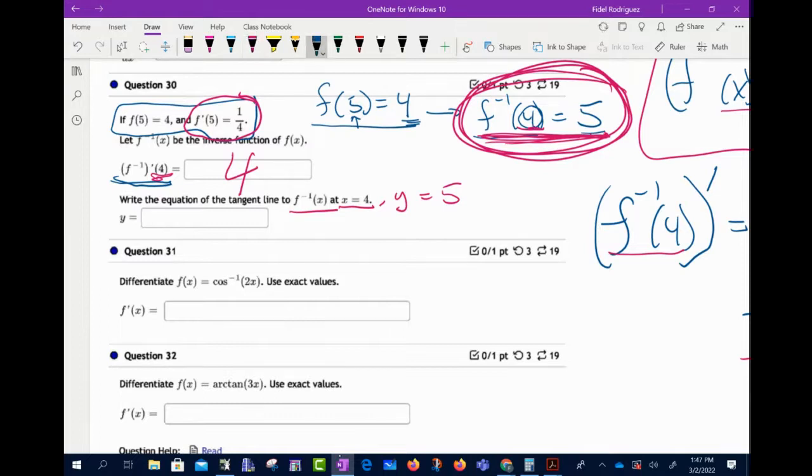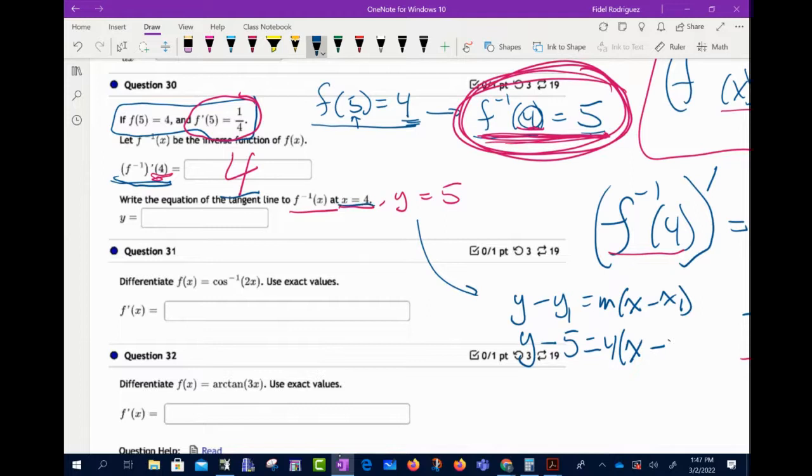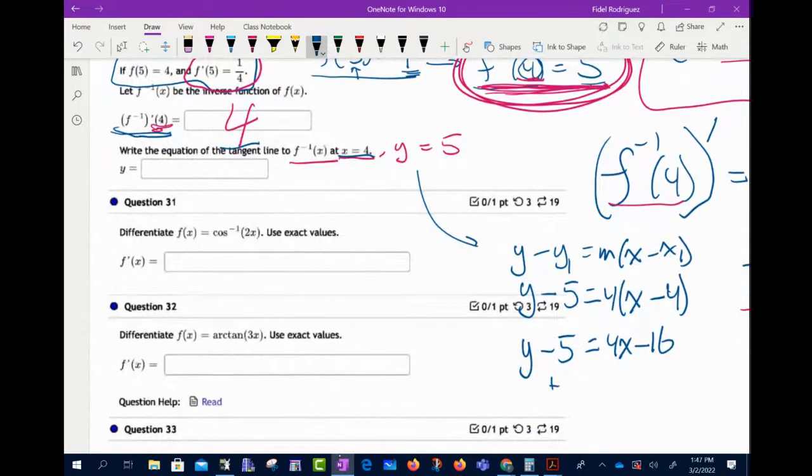All we're going to do now, y'all, is y minus y1 equals m times x minus x1. So y minus 5 equals, look what we got for our m, 4, times x minus 4. So y minus 5 equals 4x minus 16. And then I'm just going to add 5 to both sides. And isn't that 4x and what, minus 11? And we got that: 4x minus 11.